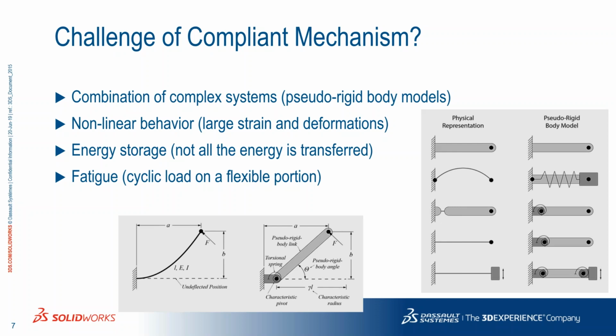The fatigue is also a critical issue because on the flexible portions of the compliant mechanism we have a lot of cyclic load, so we have to take into account the fatigue of these materials. And the motion can be limited. For example, on the bottom you can see the transformation of a rotational joint component, and on the left you can see the representation in the compliant mechanism is just a bar that is bending, and so the rotation will not be complete like in the classical mechanism.